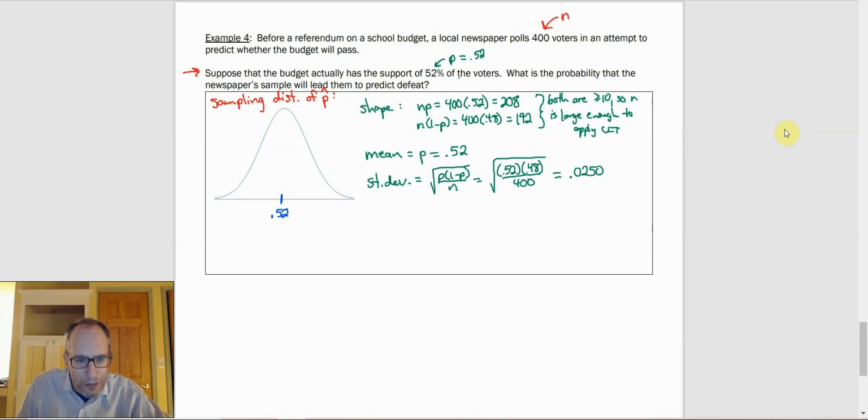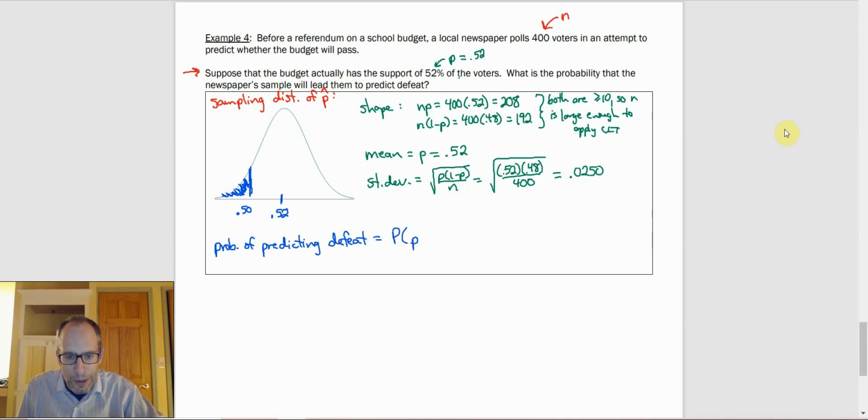So the 0.5 is maybe over here somewhere, and we're trying to get this tail over here. And I think that tail is actually bigger than the way that I drew it. But so the probability of predicting defeat would be the probability of getting a p hat less than 0.5. I guess less than or equal to, either way. And then we'll have to go to StatCrunch to get it.